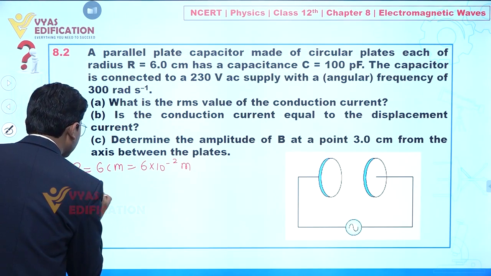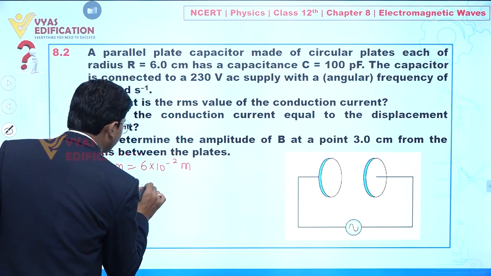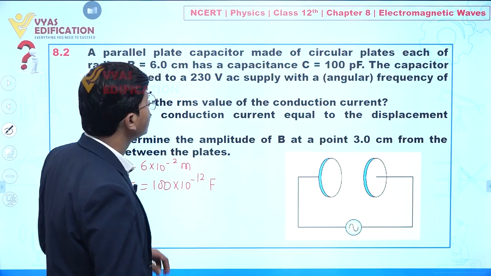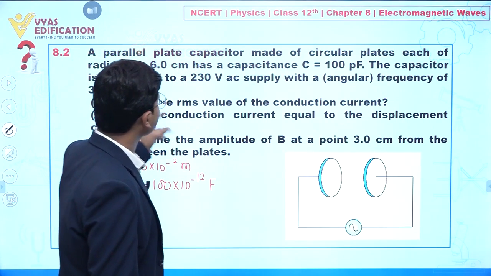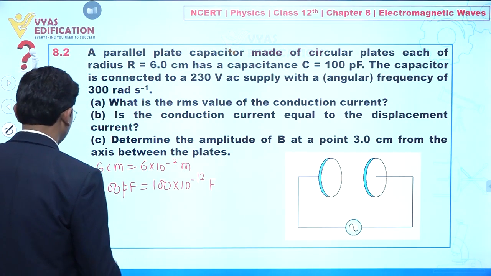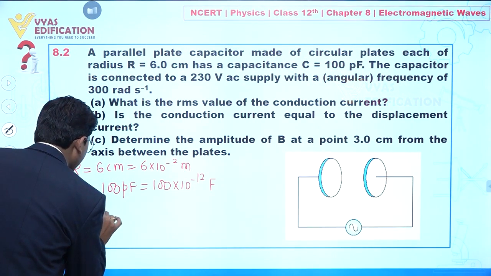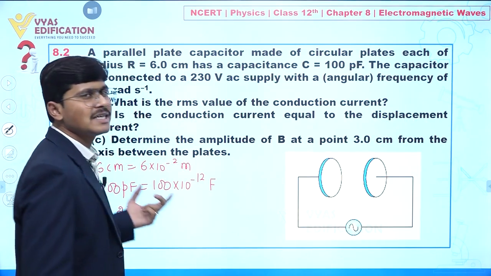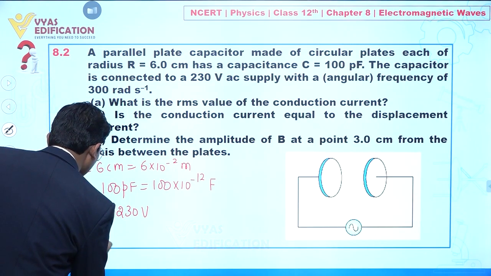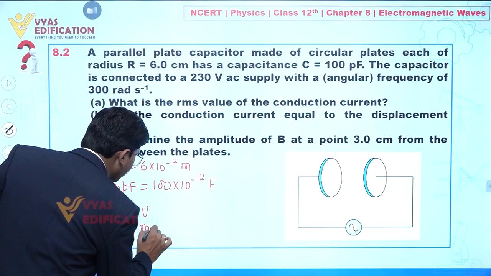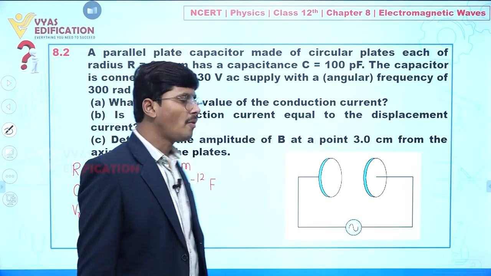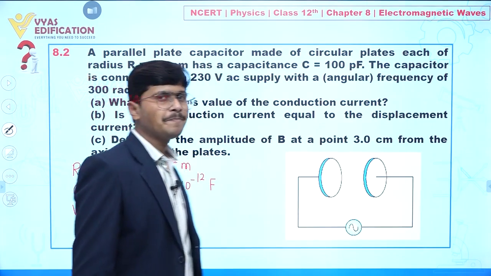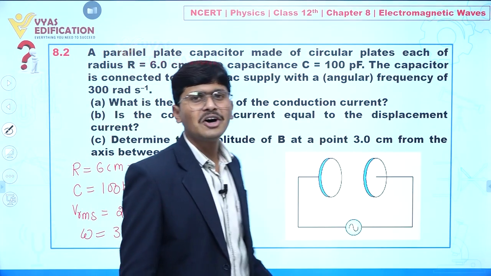So we can write capacitance 100 picofarad, or we can say 100 multiplied by 10 to the power minus 12 farad. The capacitor is connected to a 230 volt AC supply. It means VRMS is given to you as 230 volt, and it has an angular frequency of 300 radian per second. So we can say omega is equal to 300 radian per second. Now our first objective in this question is to calculate the RMS value of the conduction current.